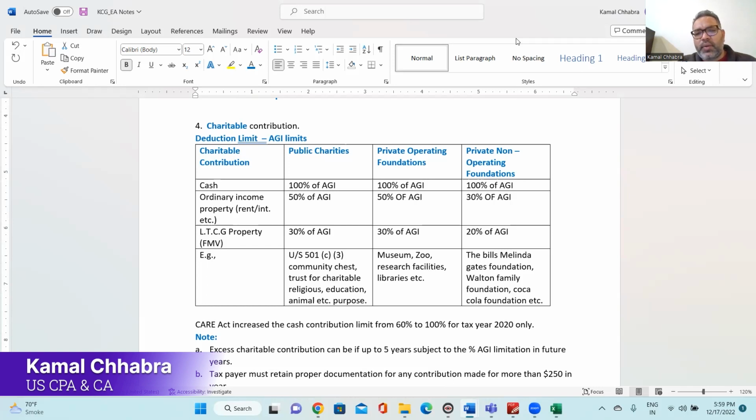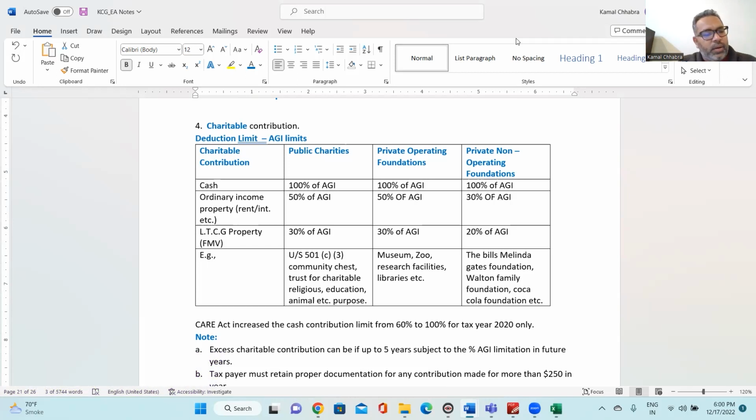So there are three categories of charitable institution. One is public charitable institution, where the common public have contributed money and set up a certain trust. For example, any temple or gurdwara or church, and maybe any educational institute or institute to support underprivileged students. Second is private operating foundation, where certain specific operations are happening. For example, research facilities, library, museum, zoo, or some private research institute.